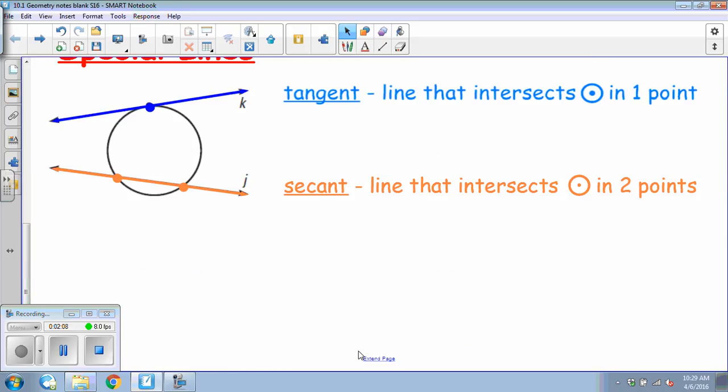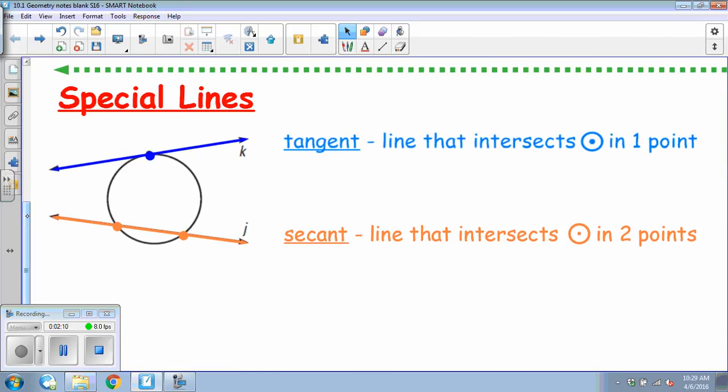Those were special segments. These are special lines. Special lines related to circles. And this is one of the things that we're mainly going to be dealing with: tangent lines. These two are not segments, they are lines. Okay? A tangent line is a line that touches the circle at exactly one point. It intersects the circle in one point. So line K is a tangent line. A secant line is a line that intersects the circle in 2 points. It just goes through the circle.